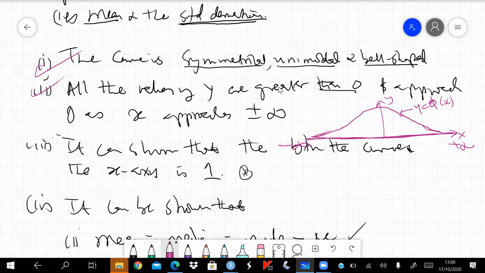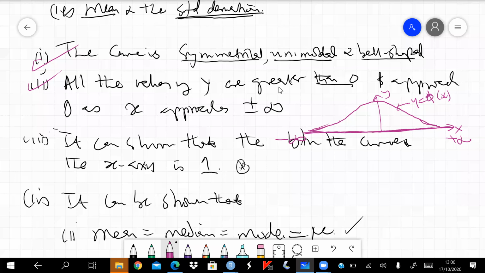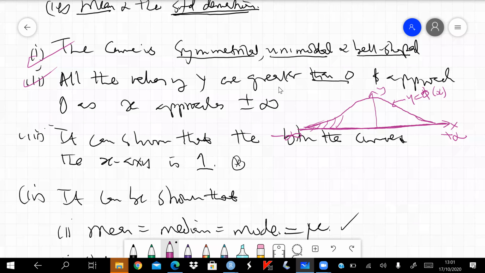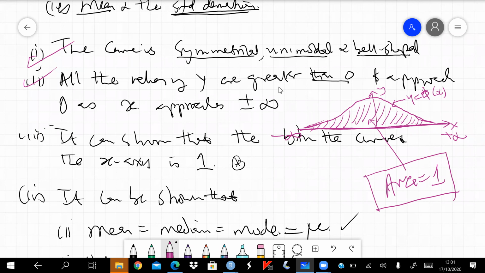The third property is that we can show that the entire area under this curve is equal to 1. That property is very important because that's what makes it a probability distribution. For a probability distribution, if you cumulate the probabilities for all the possible values of x from minus infinity to positive infinity, you should get 1.